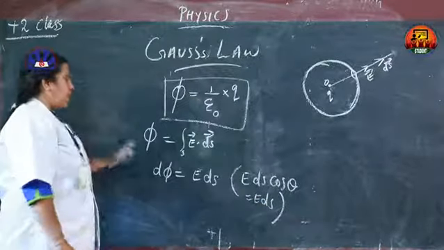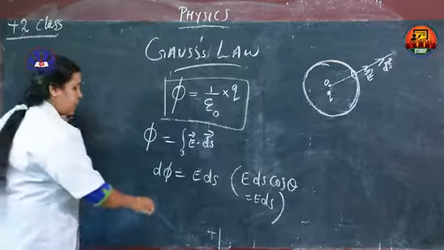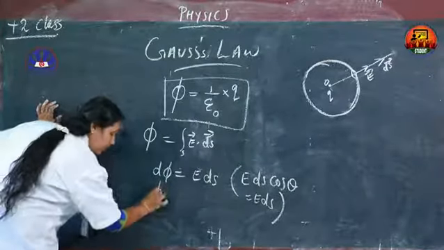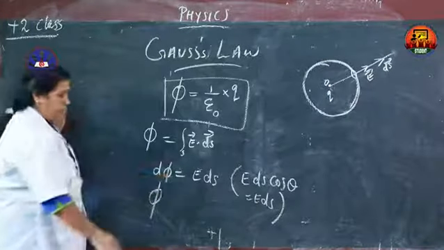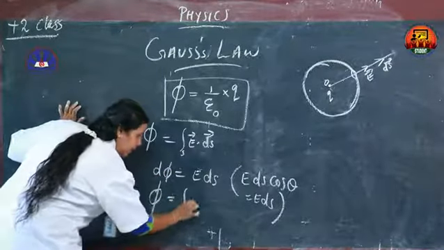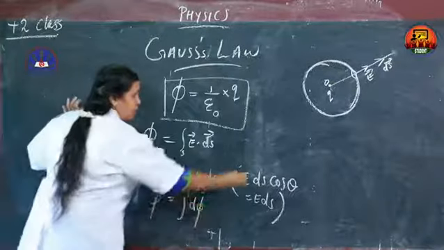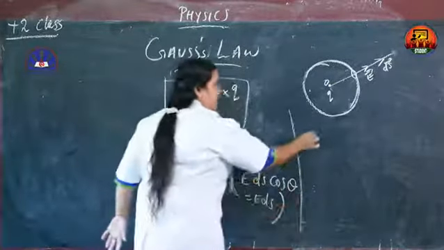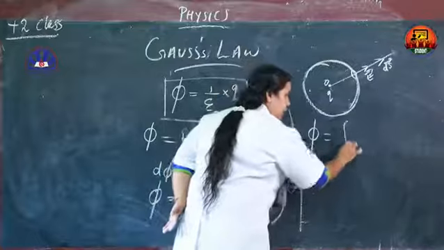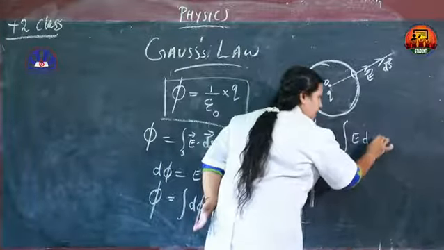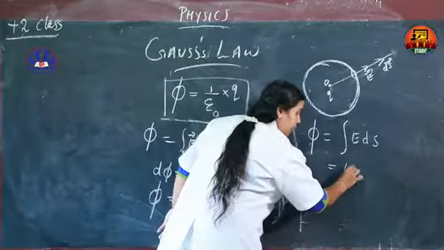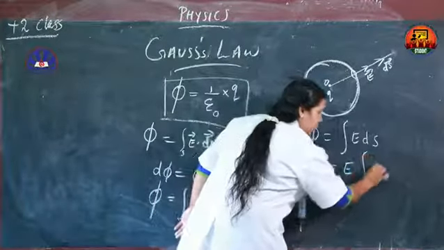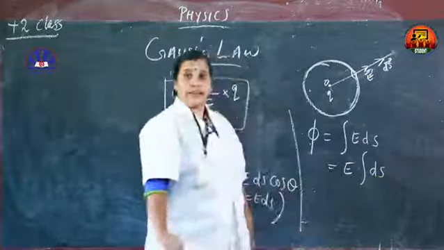Now we have to find the total flux. What is the procedure for finding the total electric flux? You have to integrate d phi. Now phi equals the integral of d phi. On integration, we can substitute d phi as E ds. Clear? Now, you can take E outside the integral, so you will get E into the integral of ds.